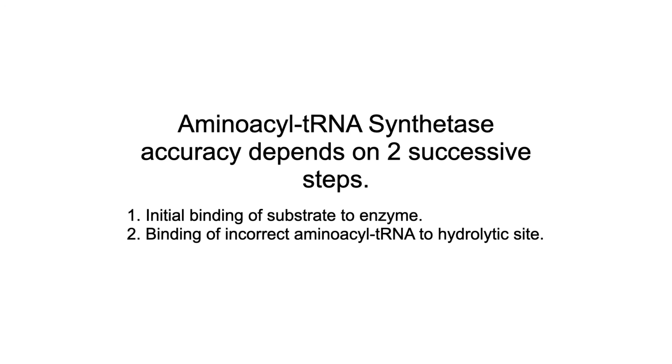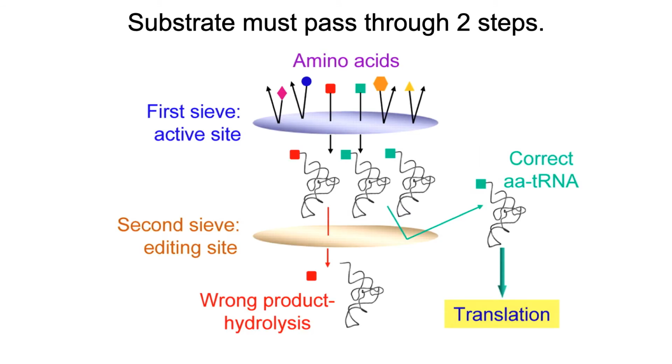Now, it is absolutely essential that these aminoacyl-tRNA synthetases are accurate. And there are 2 successive steps that make sure that it is indeed accurate. The first we could think of as 2 sieves. The first sieve is the active site of the synthetase and what amino acids can fit into that active site. Well, most of them can't, but there are several that can.